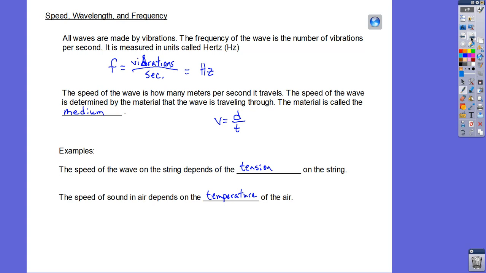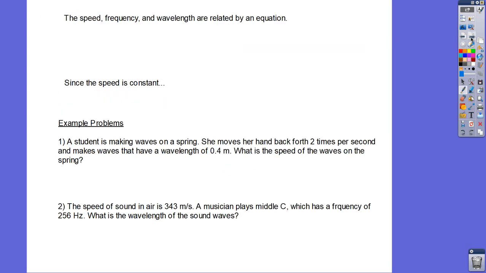Now, speed and wavelength and frequency are related to each other by an equation. And this is true for any kind of wave. That means that the speed is equal to the frequency times the wavelength. Okay, so V is equal to the speed.